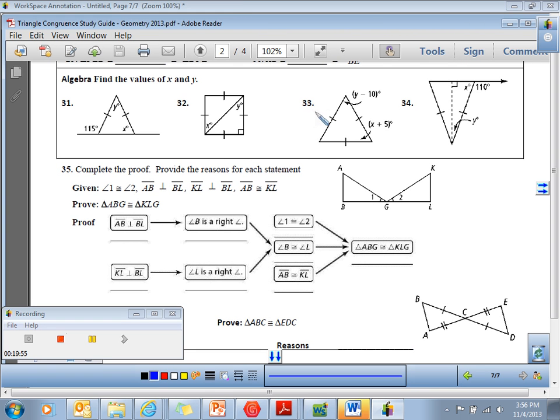Okay, number 33. What do you notice about 33? How do you know it's equilateral? You see how all three sides are marked congruent? So that means that all three sides are congruent, which also means it's equilateral and equiangular.